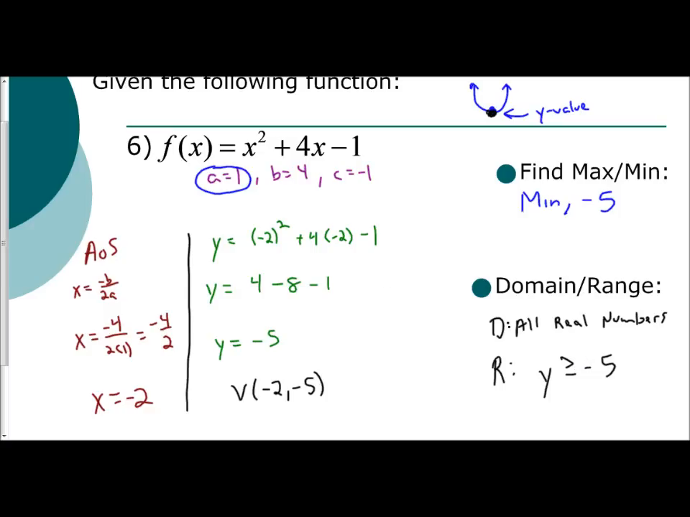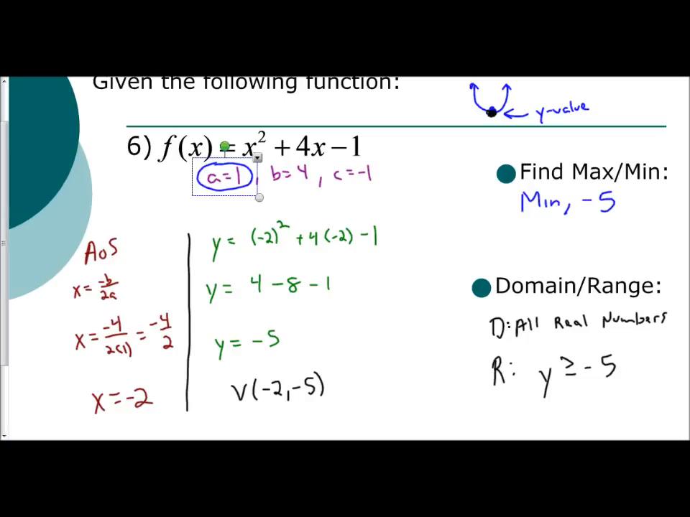And so you see, in order to know what the maximum value is, you need to know the vertex. In order to know if it's a max or min, you have to look at your leading coefficient. And then you can use all of that information about your vertex to find the maximum value and to help you with the domain and range of the graph.